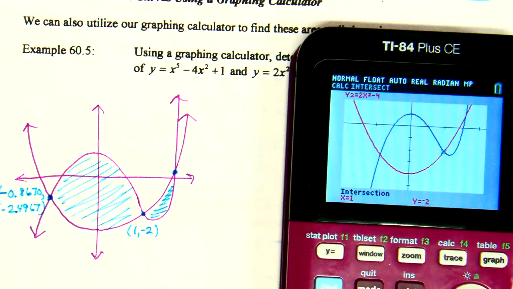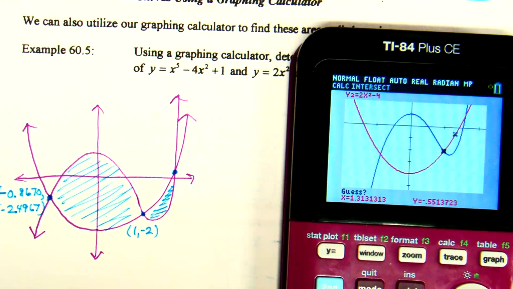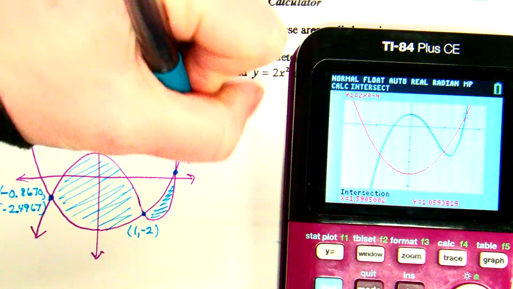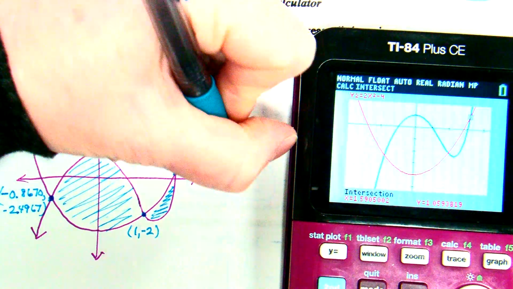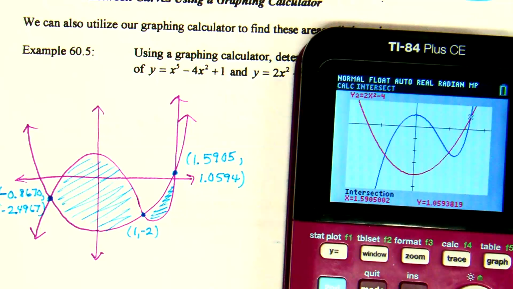And second calc, intersect. First curve, second curve, move your guess. And now 1.5905, comma, 1.0594. Okay. Calculator did the work for me. Integral.